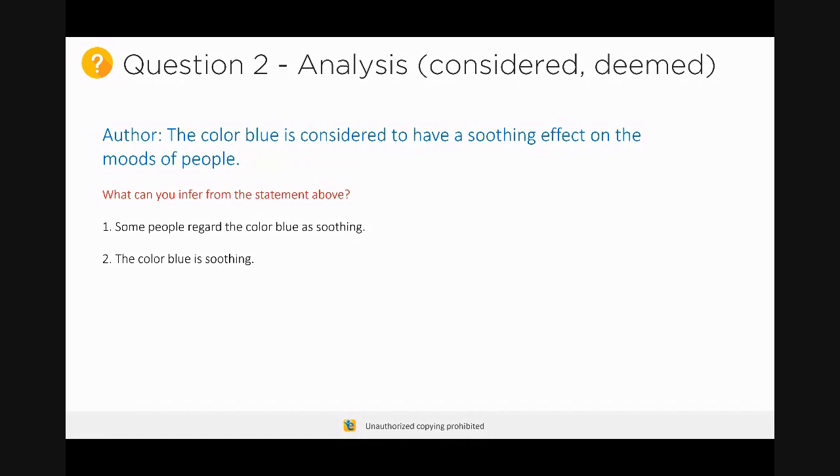Now, this is a question that I'm showing over here that you can answer in the chat pod. If the author says the color blue is considered to have a soothing effect on moods of people, what is it that you can draw as an inference from this? Can you draw 1, which is some people regard the color blue as soothing, or 2, which is the color blue is soothing? What would you infer? You can say 1 or 2, and we'd know what you're talking about. So let's see some answers. What can you infer? What would the author agree with?